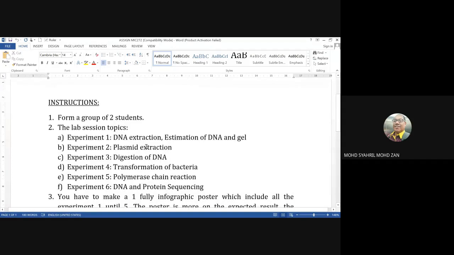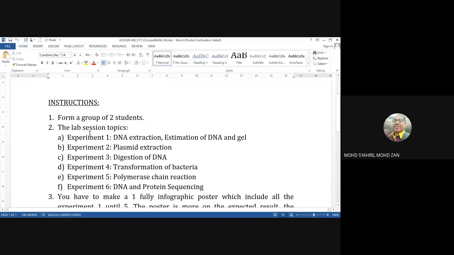So the instruction that you have to know, you have to form a group of 2 students, which means kalau punya group ada 30 orang, bagi pada 2 setiap group tu, right? So lebih kurang dalam berapa orang? Kalau 30 bagi 2, lebih kurang dalam 15 orang, okay? So 15 reports, okay, right? So you are given permission to do it by pair, right?